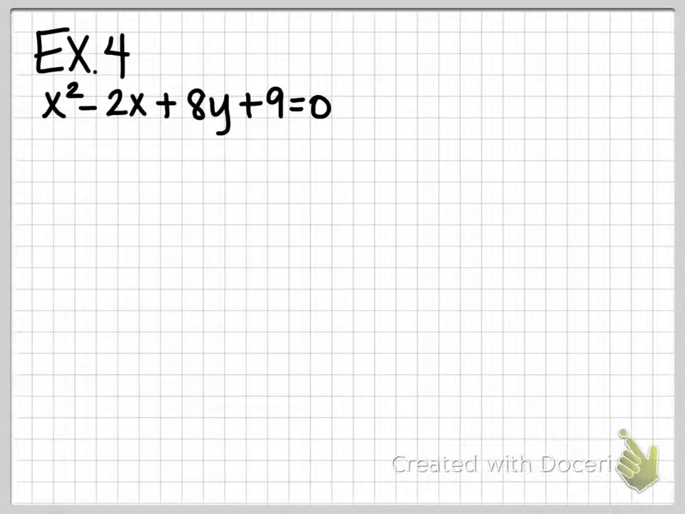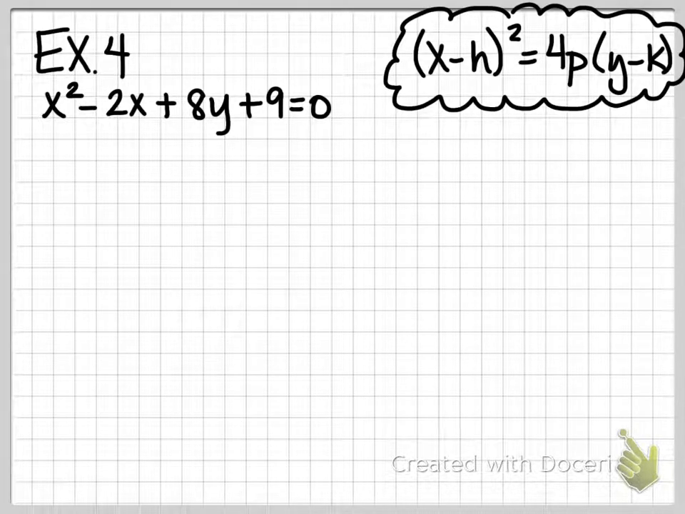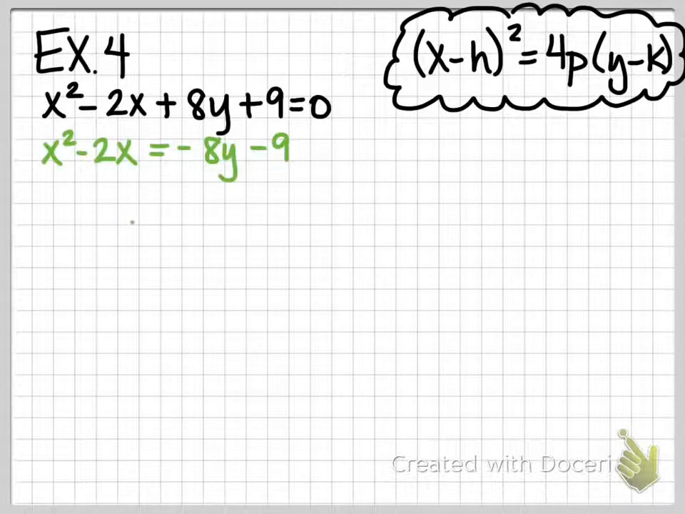Okay, so same thing on number 4. I need to rearrange to get it in the right form. Then I can find the things that I need to graph. So look for what's squared. Keep it on the left, everything else on the right. So, x is squared. I know I need my equation to look like this. So, x squared minus 2x equals negative 8y minus 9. Anything with an x stays on the left, everything else moves on the other side.